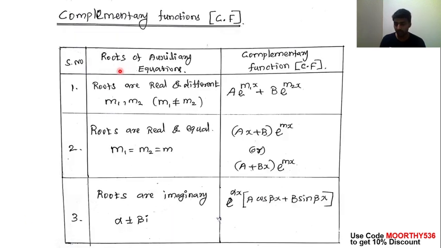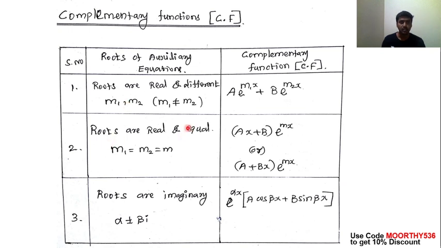These are the complementary functions used for the equation. From the differential equation we identify the auxiliary equation and find its roots. These three cases are more than sufficient to crack the problems of the second order linear differential equation. If the roots of the auxiliary equation are real but not equal, the complementary function is a into e^(m1 x) plus b into e^(m2 x). Here m1 and m2 are the roots of the auxiliary equation.